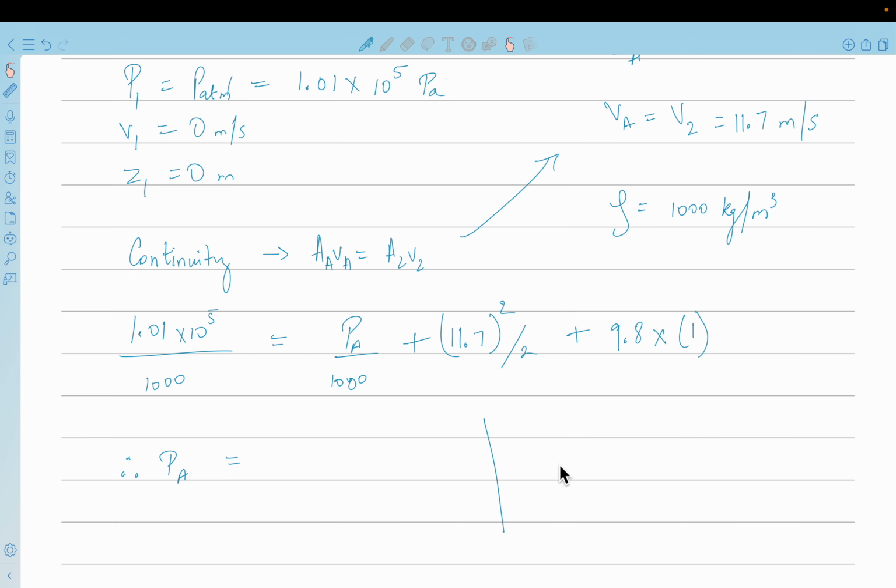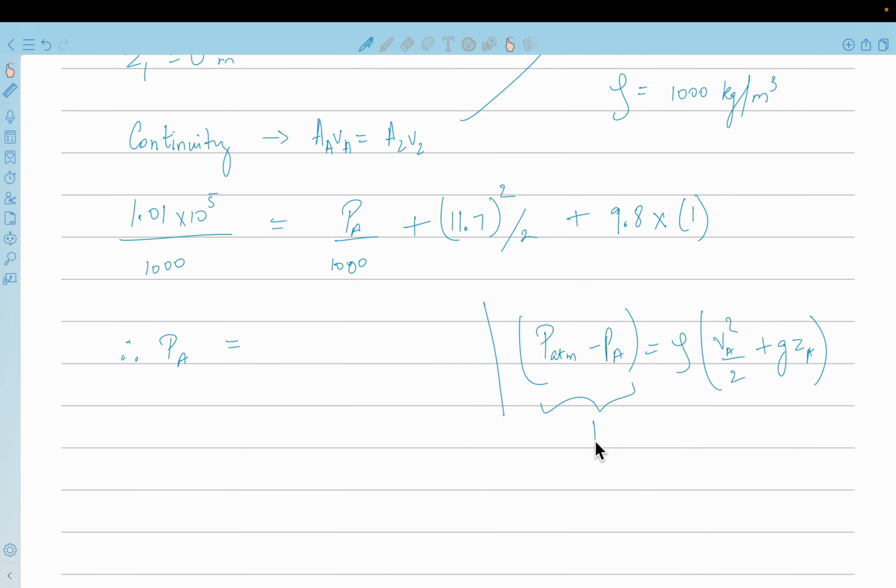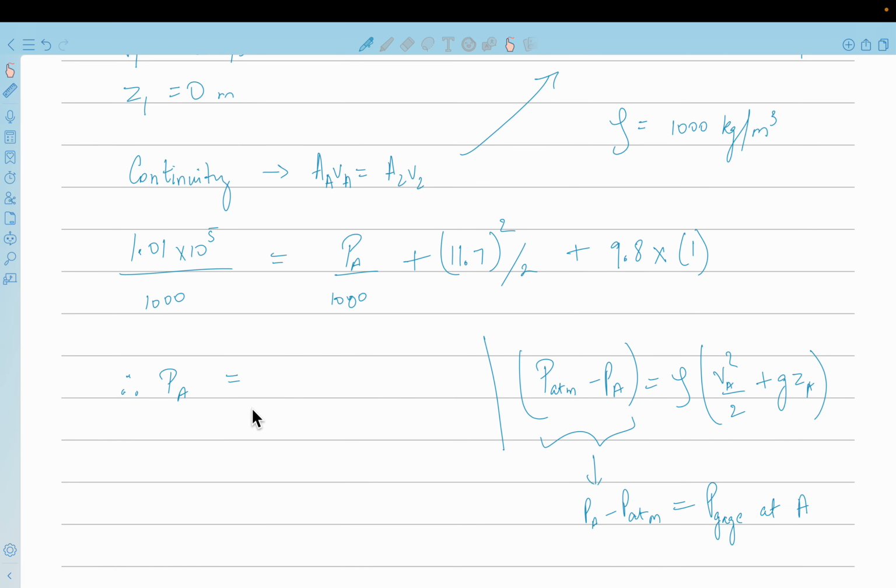What you could also do is take P atmosphere minus PA is equal to density multiplied by VA square by 2 plus GZA. What this would give you is gauge pressure, right? From here you can take PA minus P atmosphere, which is nothing but the gauge pressure at A. From here what you will get is the absolute pressure. So please tell me what is the absolute pressure at A.